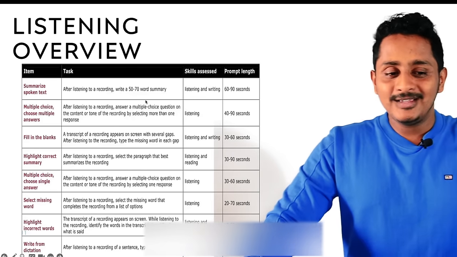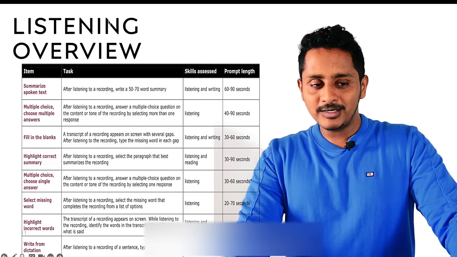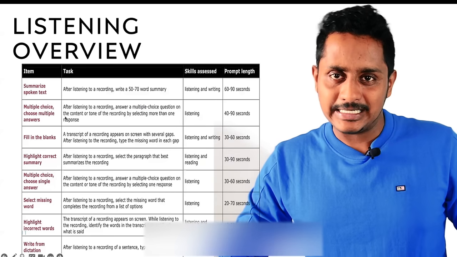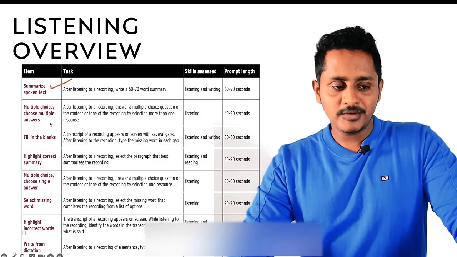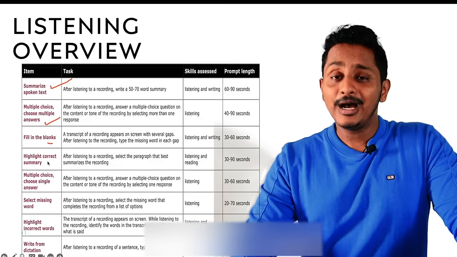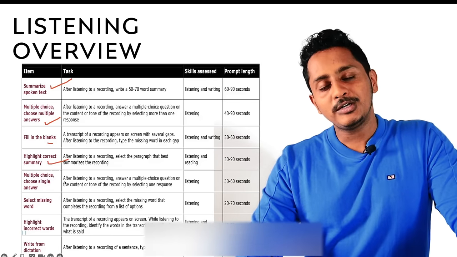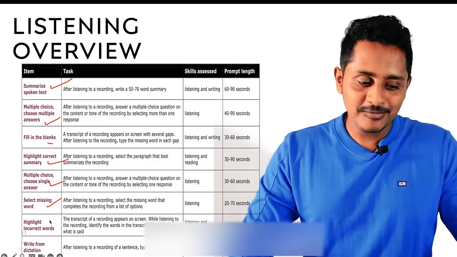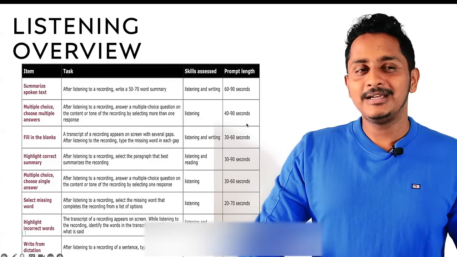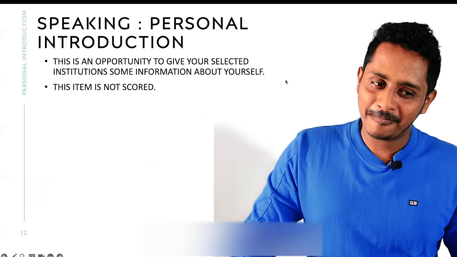All right. So, listening overview: summarize spoken text. You can just take a picture of it. Soon we're going to study each one of them in detail. Summarize spoken text comes first and then multiple choice, choose multiple answers. Fill in the blanks. Highlight correct summary. Multiple choice, choose single answer. Select missing word. Highlight incorrect words. Write from dictation. All of them, tips and tricks, templates, in just a while we will study.